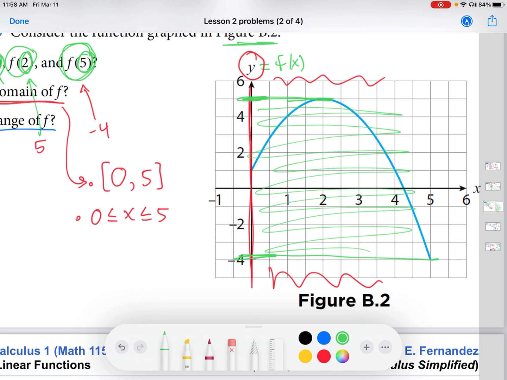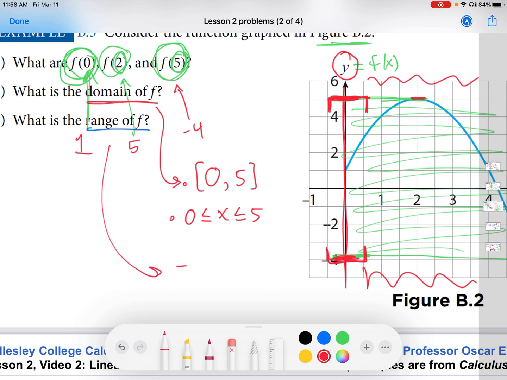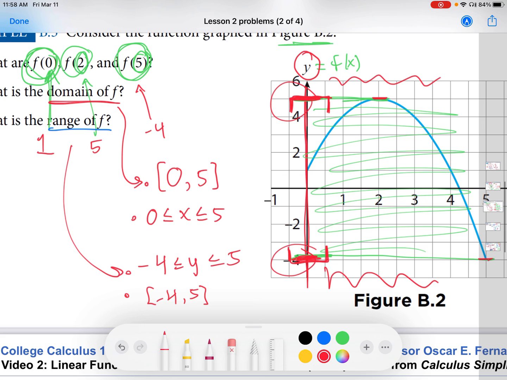So the largest y value seems to be y equals 5, and that is actually attained. The graph gets to there. The smallest y value is over here. That's negative 4. That's actually also attained. So, another way to visually represent this would be with the brackets, right? Our range, therefore, goes from negative 4 in the y direction all the way up to 5. And then if we were to write that in interval notation, we'd have negative 4, comma 5, and then brackets on both because both are actually y values of the function.